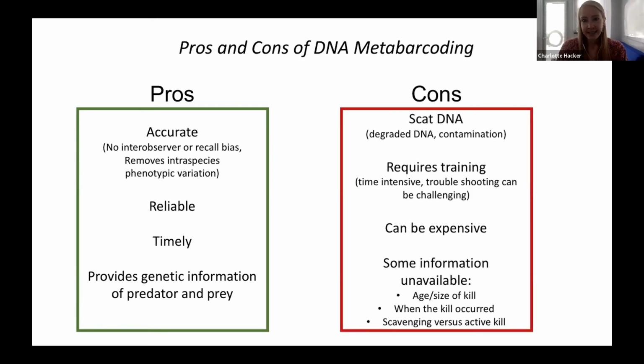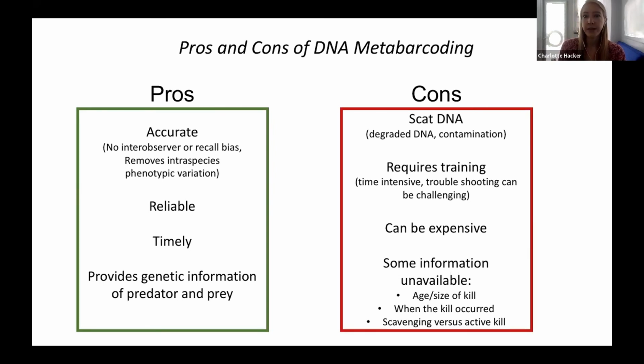Cons are that it's scat DNA. So the DNA is going to be degraded, and you're also highly susceptible to contamination. This is a pretty sensitive process from the start, because it's working with scat. We went through all the ways that scat DNA can get degraded through time. But next generation sequencing in and of itself is a very sensitive process. And so contamination is unfortunately an ever-present threat when you're prepping your libraries and doing the sequencing. And this is why it requires so much training to do.